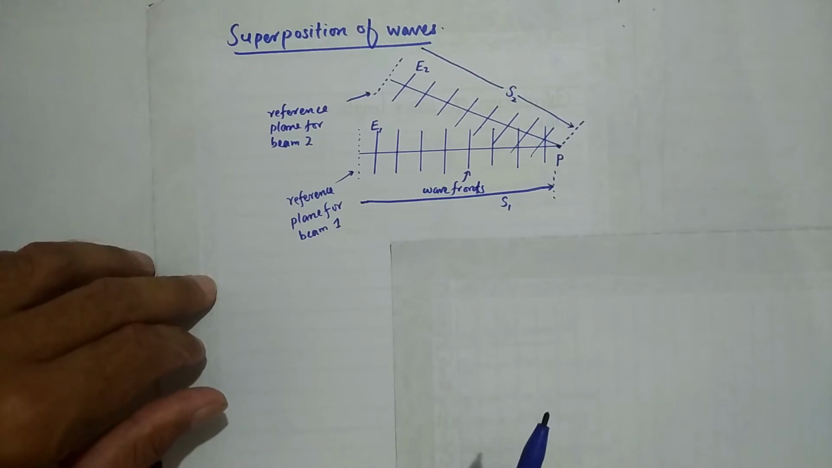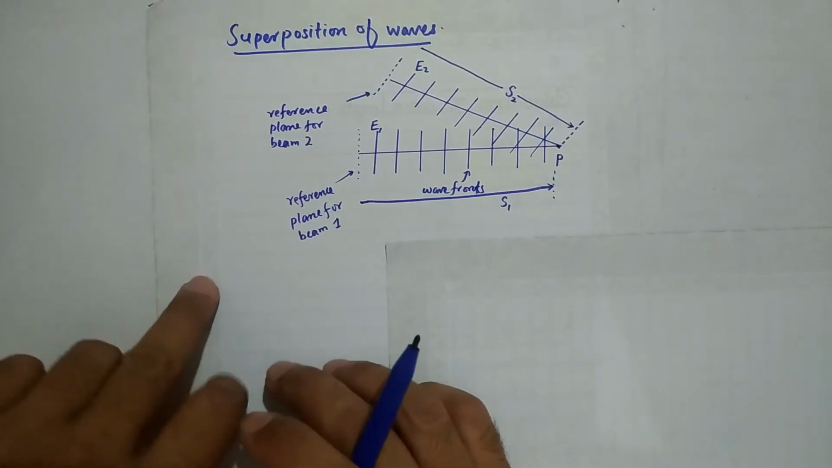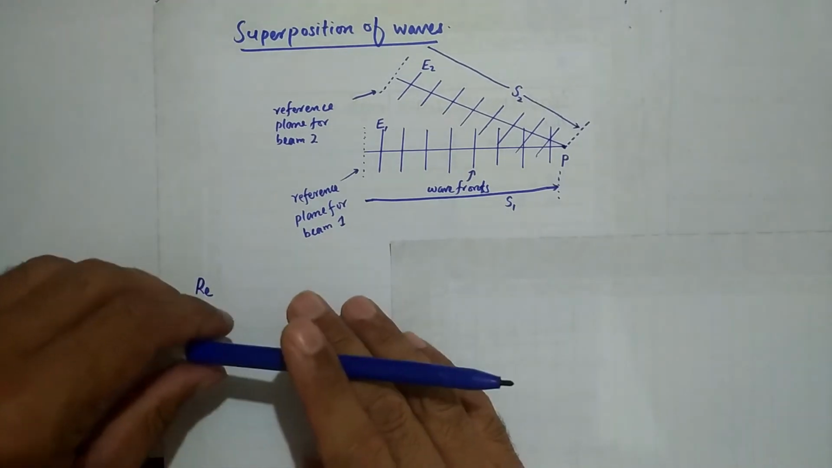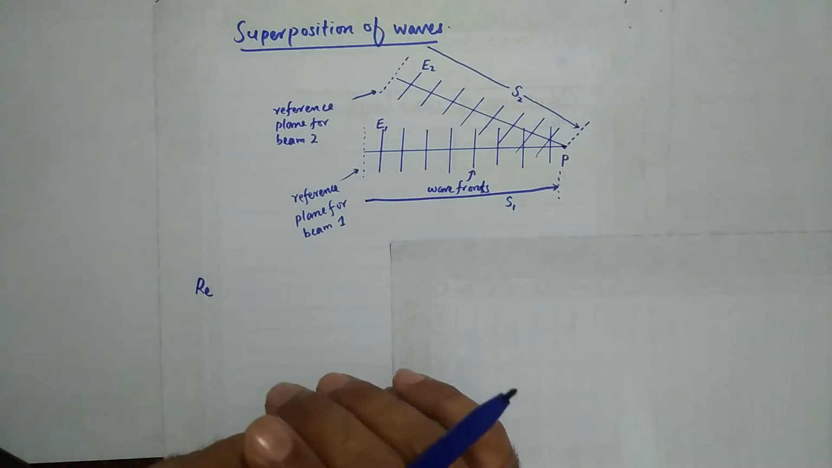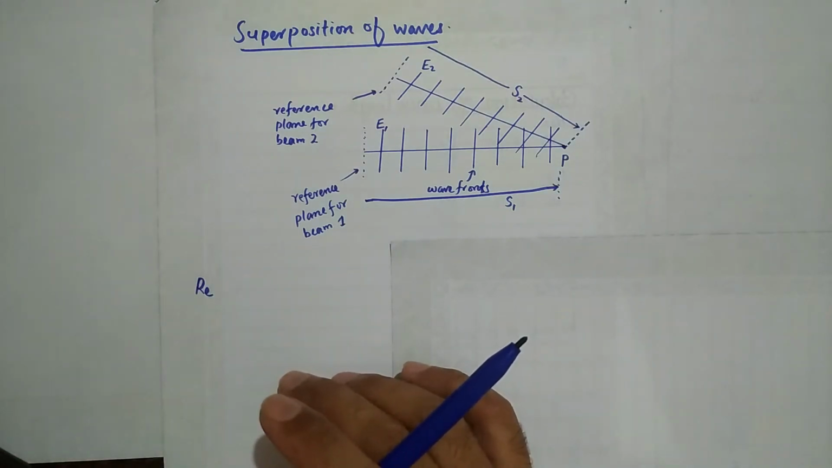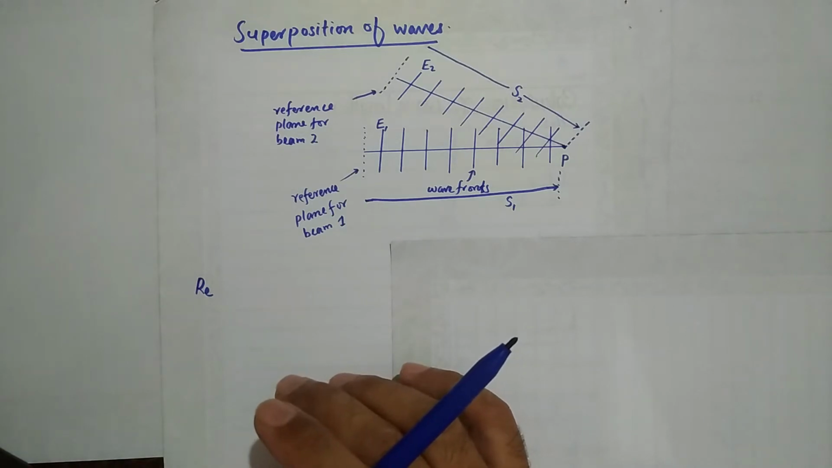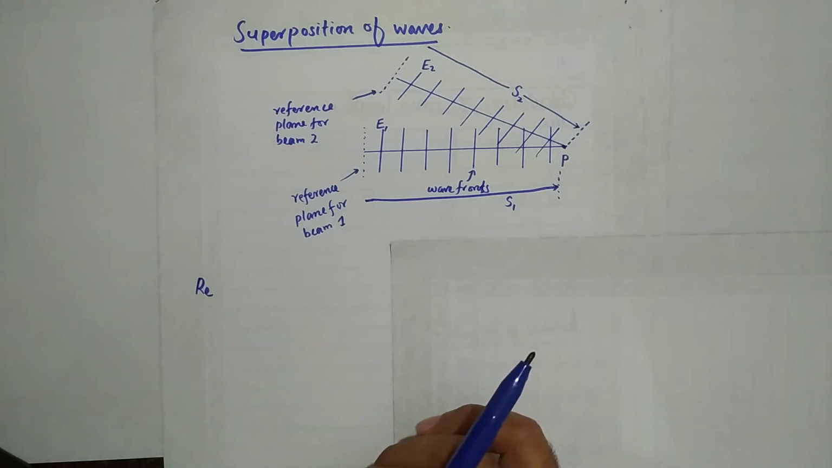Hello students, in today's lecture we are going to start a new chapter, which is the superposition of waves. In this chapter we will discuss the results or the effects produced by multiple waves which are arriving at a certain point at the same time.